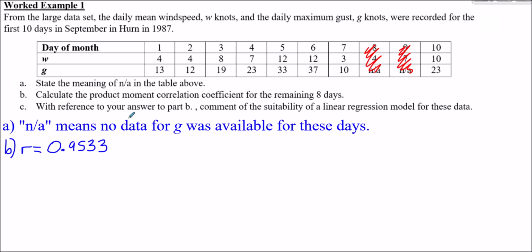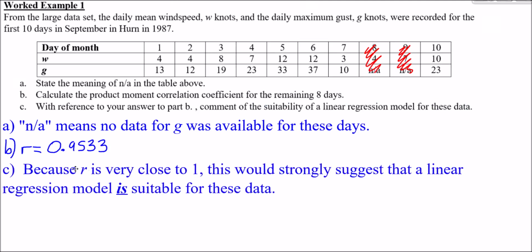With reference to the answer from B, comment on the suitability of a linear regression model for these data. So for part C, you could write something along the lines of: because R is very close to 1, this would strongly suggest that a linear regression model is suitable for these data.